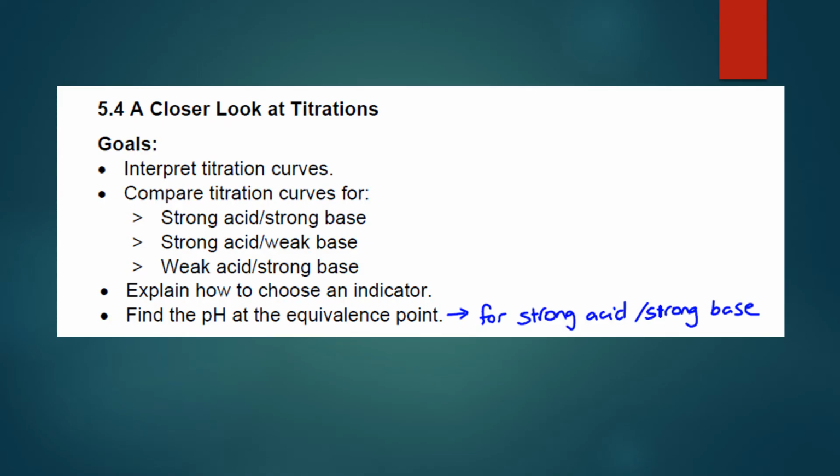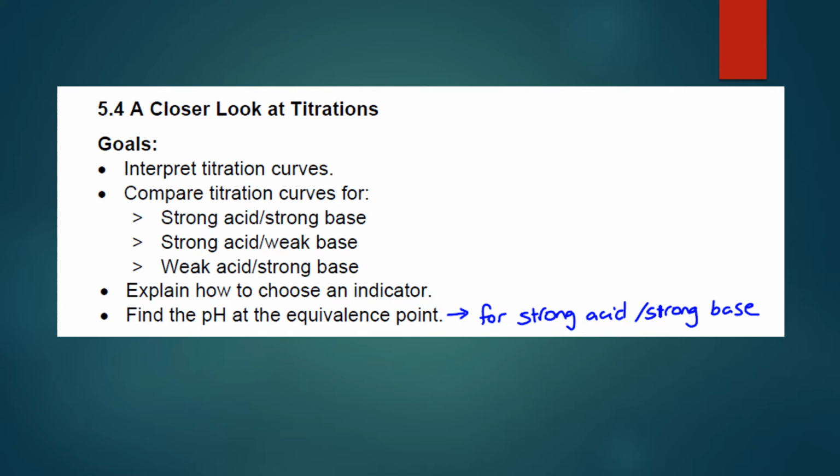So we're going to look at titration curves. That's the pH range and how our pH changes as we continue adding drops of an indicator solution. We're going to compare titration curves for strong acid, strong base titrations, strong acid, weak base, and weak acid, strong base titrations. We're going to explain how to choose an indicator for our titration. And then finally, we're going to look at finding the pH at the equivalence point.